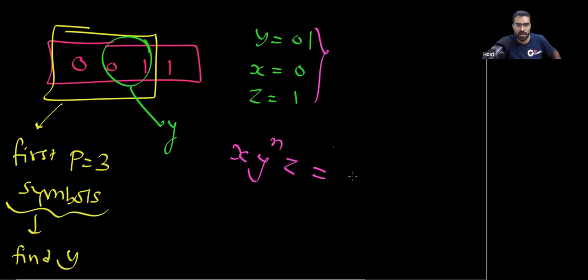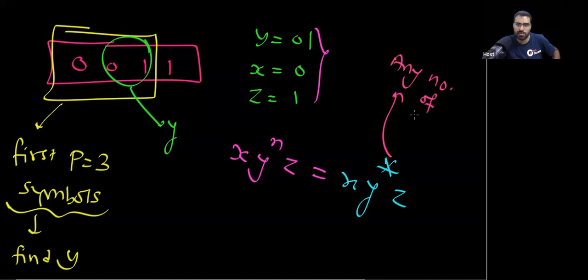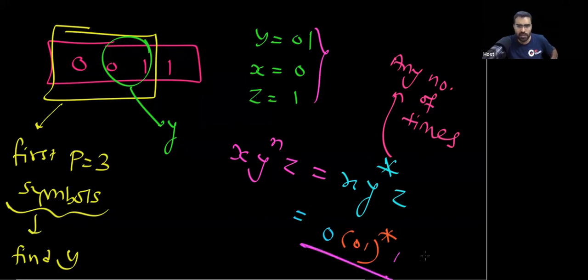If I repeat this Y any number of times, this star means any number of times, correct? Any number of times, greater than or equal to 0. So you can notice your X is 0, this Y is 0, 1, you can repeat it any number of times, and your Z is 1. Yes, definitely these strings belong to L. The resulting string will belong to L.